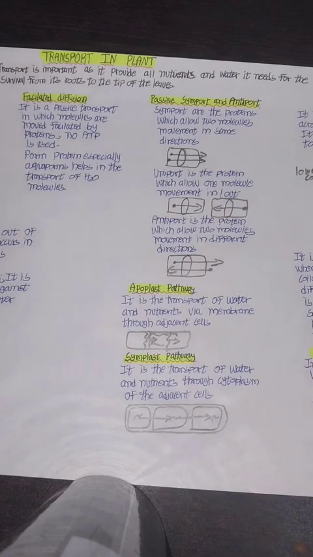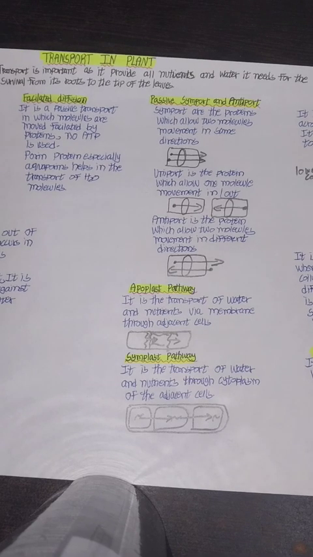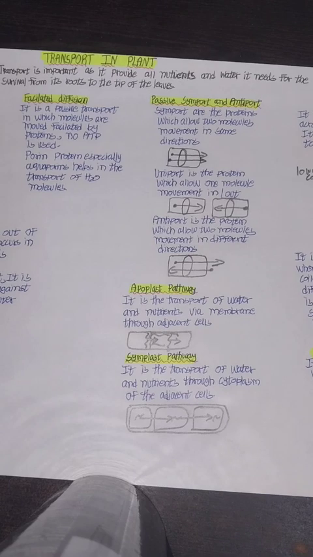So what makes transport that important in the plant cell? Transport is important as it provides all the nutrients and water needed for the survival of the plant cell, from its root to the tip of the leaves. As we know, the main absorption of water, salts and minerals takes place in the root. The plant absorbs all the nutrients and water from its root, and takes them to all parts, like leaves, stem, etc.